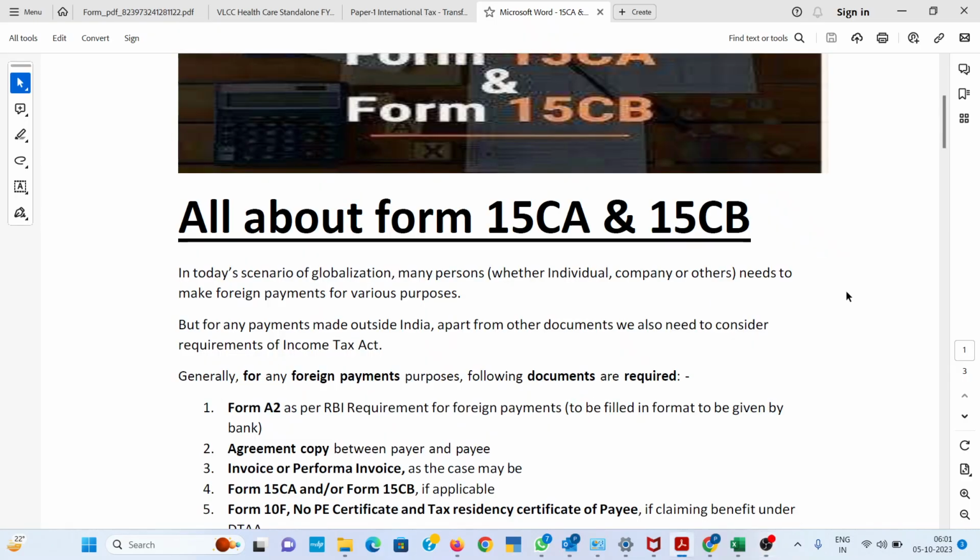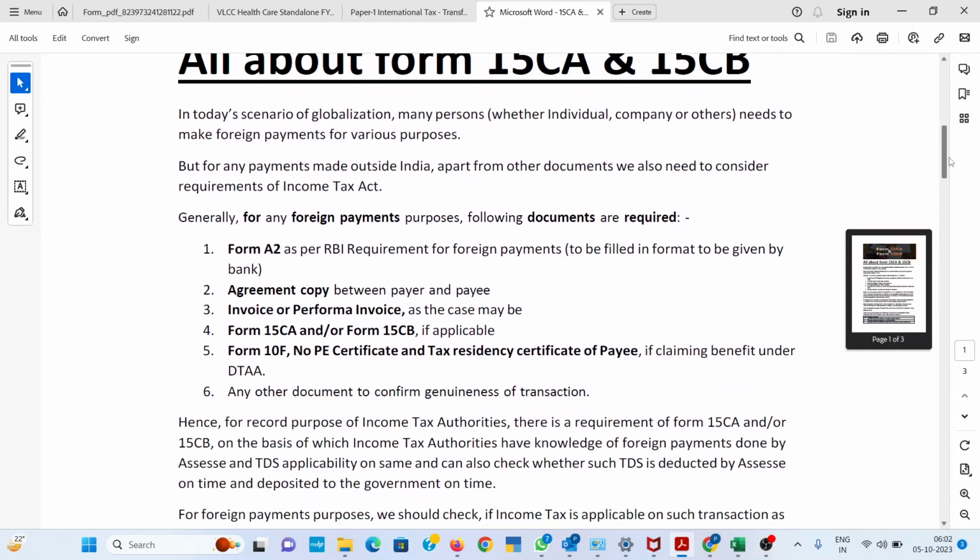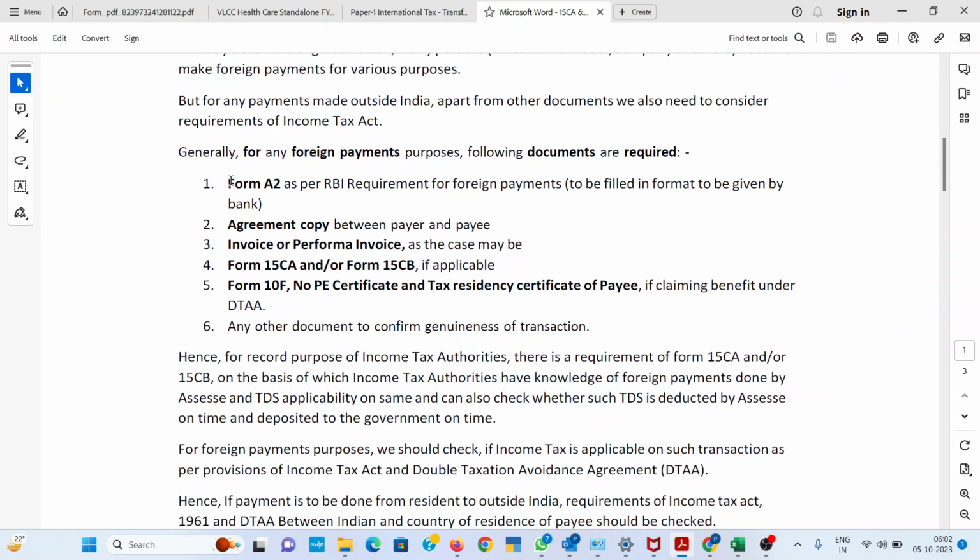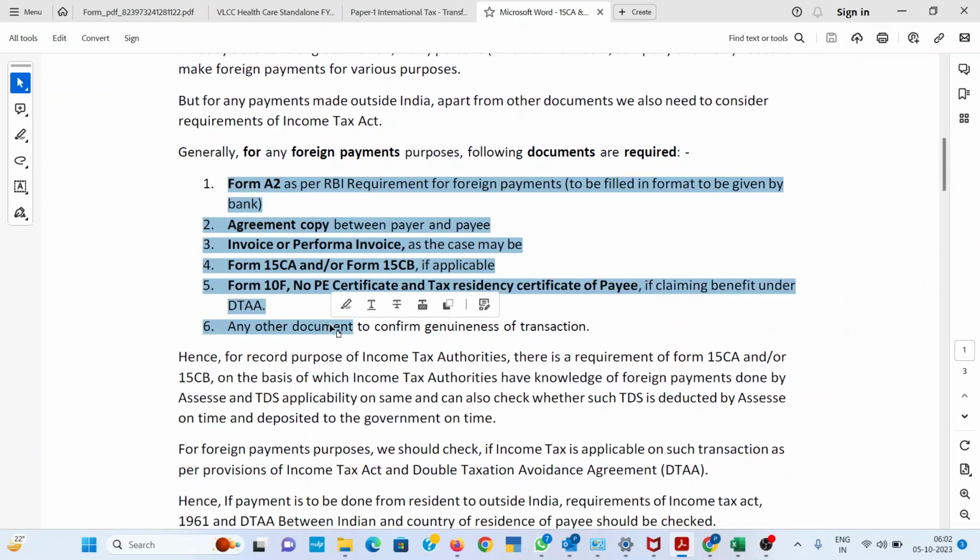Hi, friends. As you all know, in today's global scenario, various individuals and companies need to make foreign payments for various purposes. For these foreign payments, certain documents are required to be given to the bank. These are the list of the documents required for foreign payment.